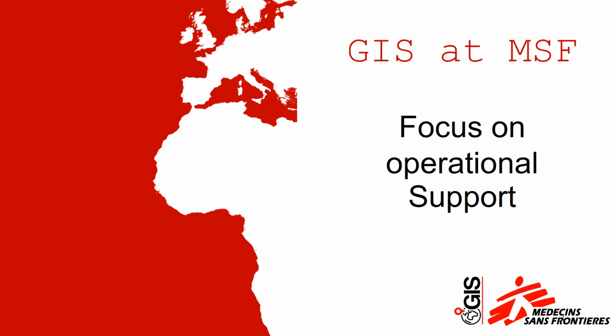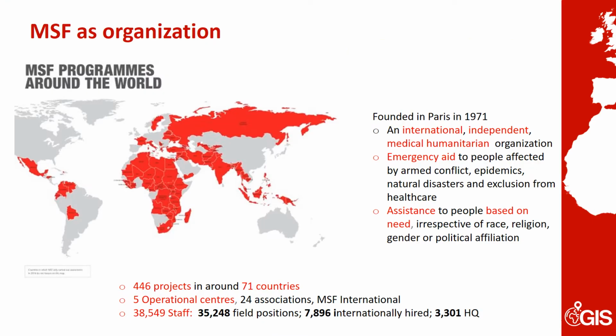I will present how MSF is using GIS to support its operations. MSF as an organization was founded in 1971 and is an international independent medical humanitarian organization providing emergency aid. MSF is providing assistance to people based on need, irrespective of race, religion, gender, or political affiliation.